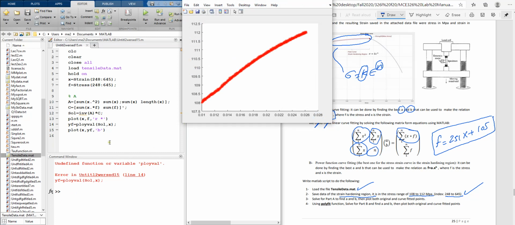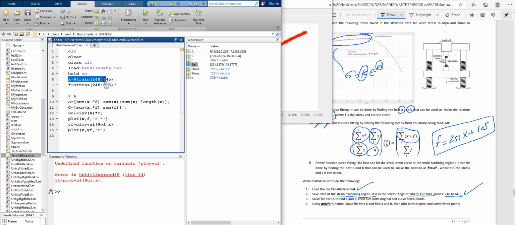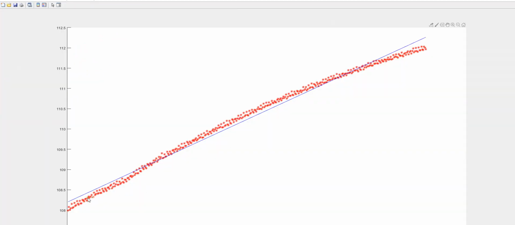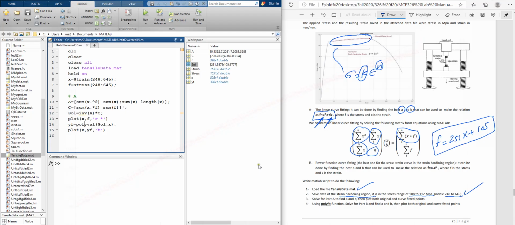Now let me save the program, run. We have a mistake, polyval SOL at X. Where is the X here? We have X values. What's wrong here? Undefined function or variable polyval. I'm sorry for that error. Okay, as you see in this graph, the data in red is the original data, and the line is the best first order polynomial that can fit these data, the best A and B found using the polyfit function.